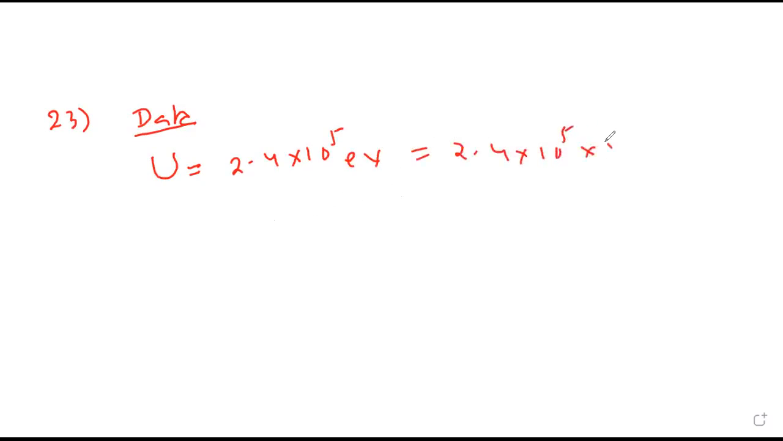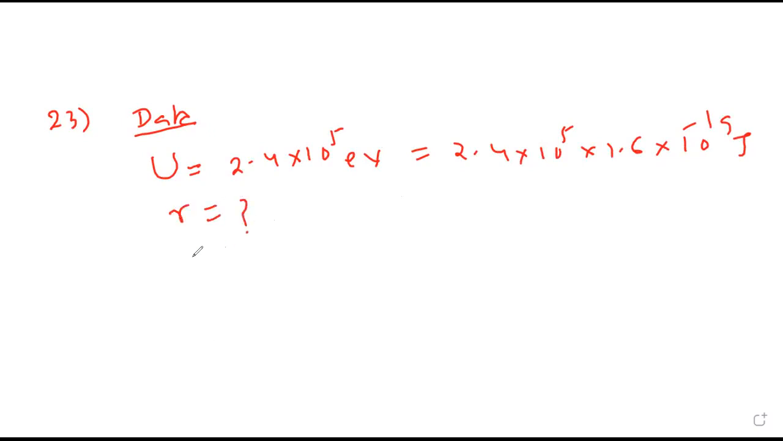The mutual electric potential energy between two protons in uranium, denoted by U, is 2.4 into 10 raised to 5 electron volt. Convert this into joule. 1 electron volt is 1.6 into 10 raised to minus 19 joule. What will be the distance between the protons?